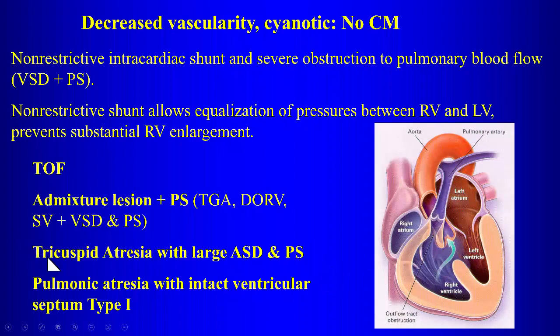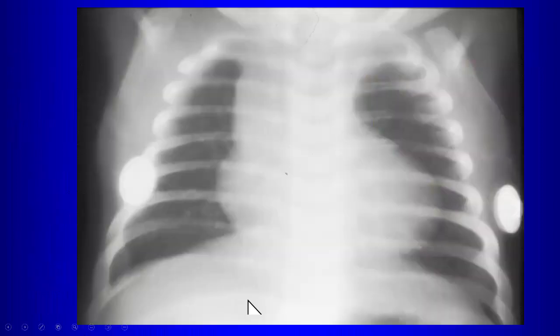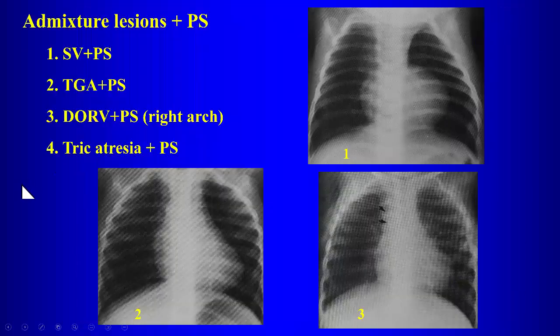Then there are some other things in that category also: tricuspid atresia with a large ASD and pulmonic stenosis, and pulmonary atresia with intact ventricular septum type 1. But tetralogy is your classic, the upturned apex, right aortic arch. Of course, you want to start with the decreased pulmonary blood flow. Okay. All of these look like tetralogy, and just to show you, not everything that looks like tetralogy is tetralogy.